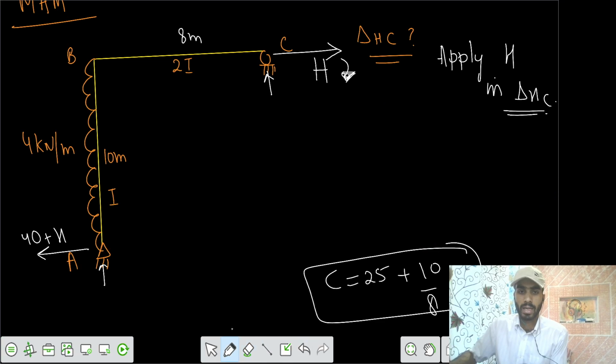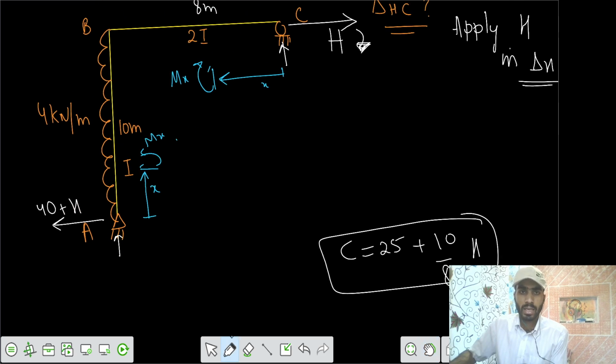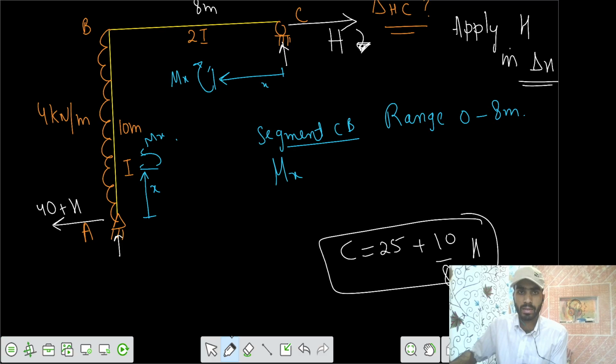Let's take from this support C, we go at any X. There is some moment X, mx. So this is your X. And similarly in the span AB, we go from support A to any point X. There we calculate moments at that point X. Can we write the equation? Let's take for the segment CB. The range for the value of X is from 0 to 8 meter, and we can write moment at any X.